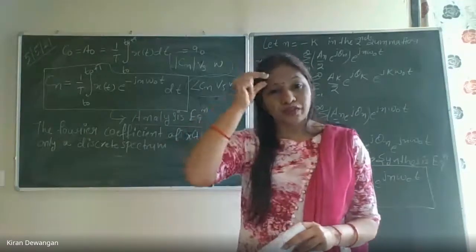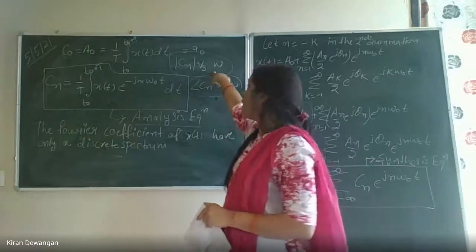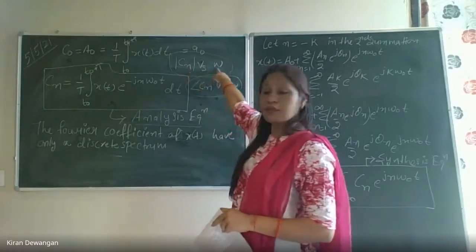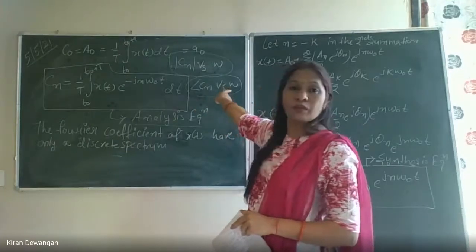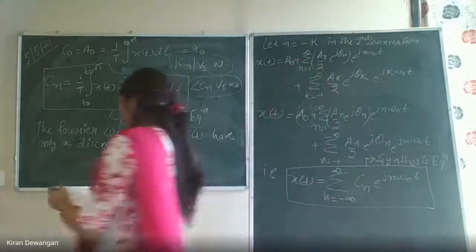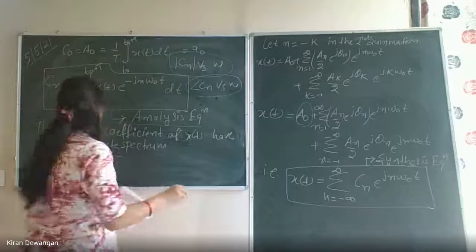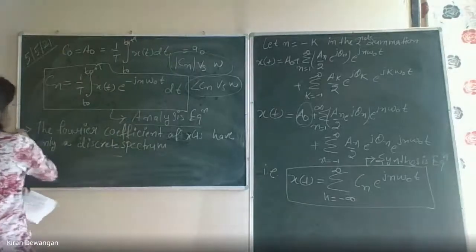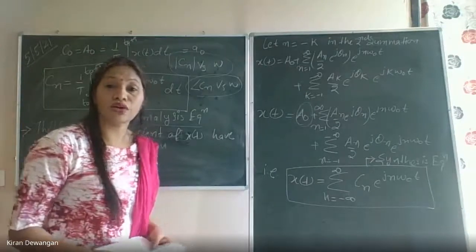So your spectrum plot, whether it is this one, that is the magnitude of Cn versus omega, or whether it is this one, that is the angle of Cn versus omega, both spectrums will be discrete spectrums. This is an important point to remember, and that is only because Cn exists. This point is very important. Cn exists only for discrete values of n.